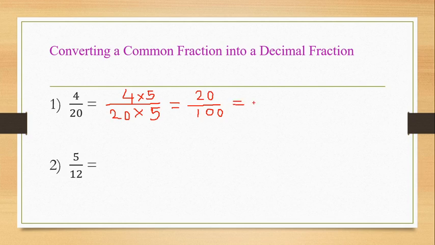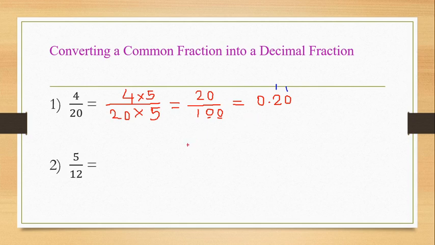This we have to write in the form of a decimal. How many zeros are there? Here are 2 zeros. So we will count 2 places from the right side. First, let us write 20. We count 2 places from the right. This is the first place, this is the second place. So a point will come here, and if there is no number here, that means we have to write 0 over there. So 0 comes here and the answer appears 0.20. Clear?